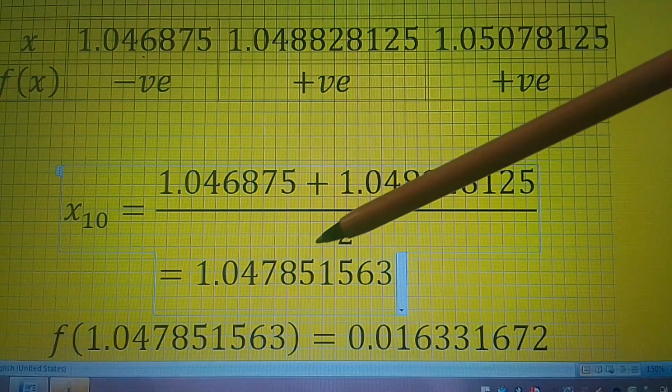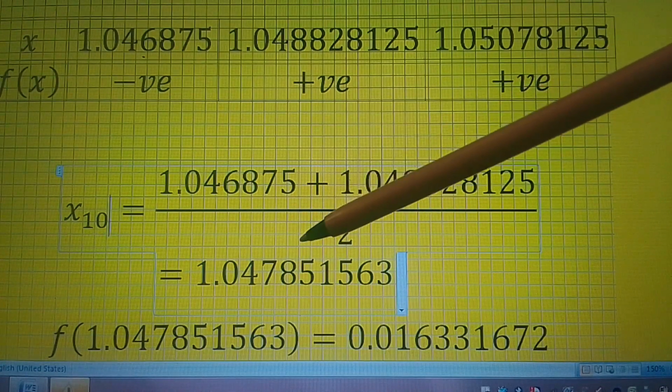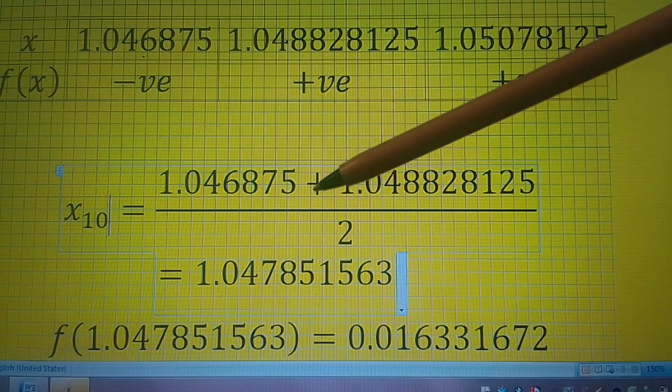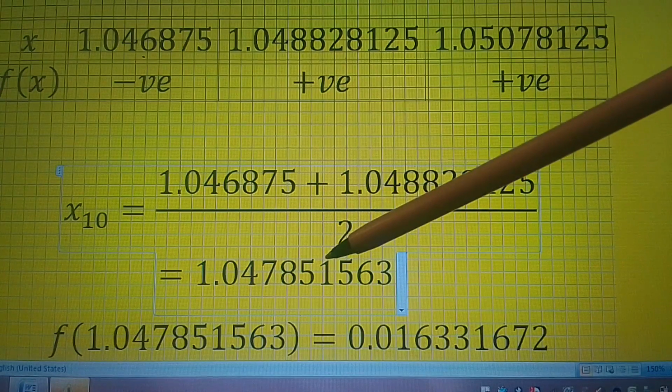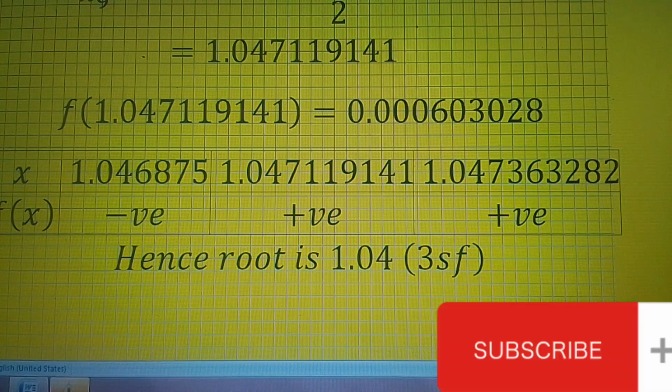which gives us 1.047815. If you are keen, you will find that from x8 to x10 there is a repetition of 1.04, and we were told to give our answer to three significant figures. So this implies that, to three significant figures, the root is 1.04.